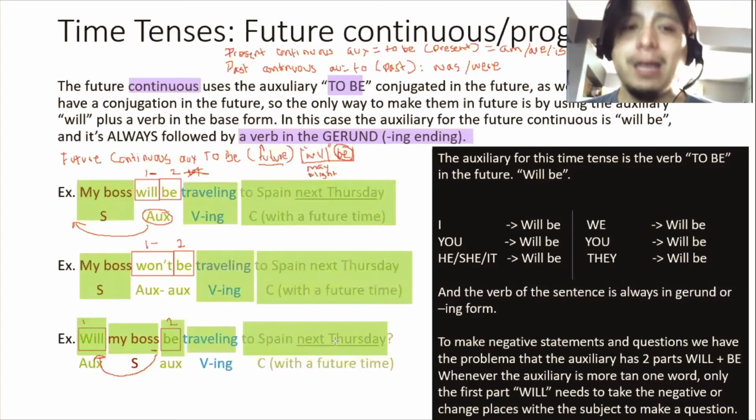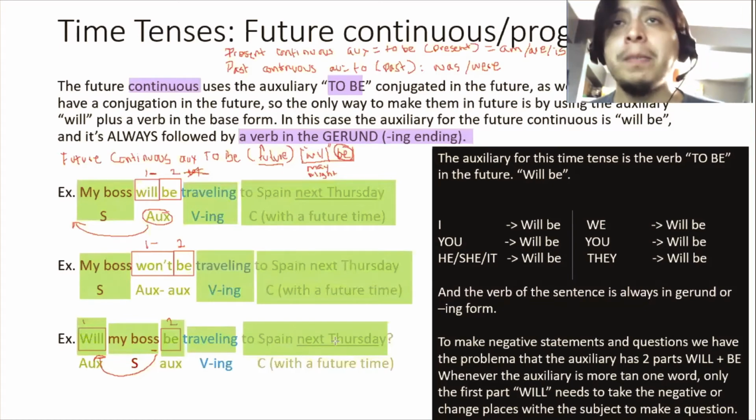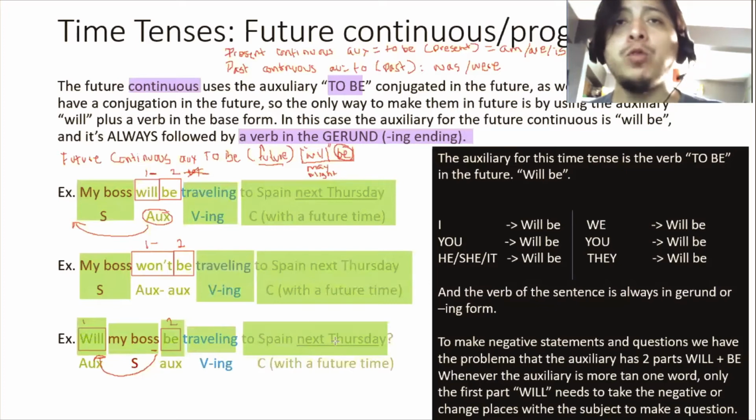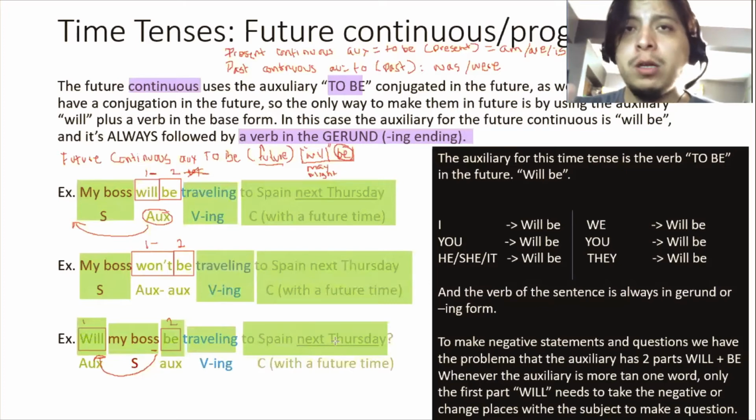El auxiliar en el presente continuo es el verbo to be en presente, am, are o is. El auxiliar en el pasado continuo es el verbo to be en pasado, was o were. El auxiliar en el futuro continuo es el verbo to be, pero en futuro. Recuerden que el verbo to be no se puede conjugar a futuro, no tiene una conjugación en futuro.